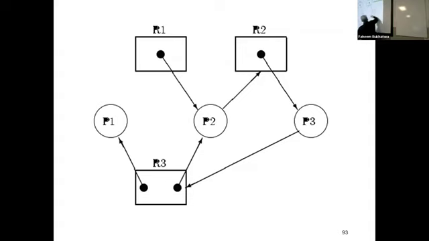Process 3 needs 2 resources. It has 1 and it needs that one. Can it have it? No, I mean, P3 needs resource 3 and there is a cycle. So there's a deadlock. Is that what you're saying?